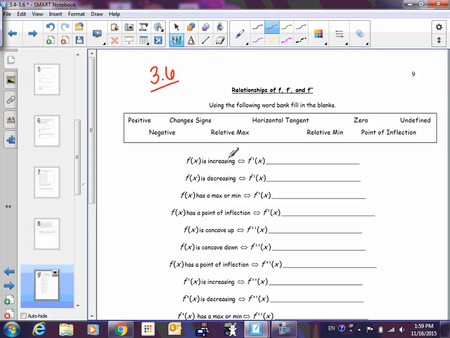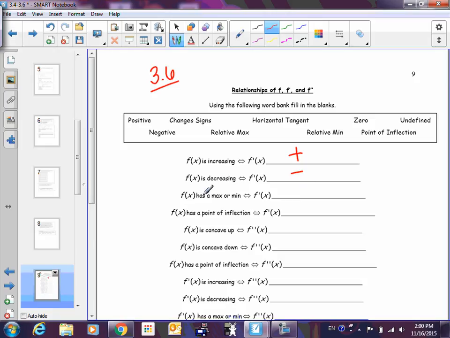So when f is increasing, what does that tell us about f prime? It's positive. And here's a word bank. We may not use all of these words, but we'll use a lot of them. Likewise, when f is decreasing, f prime is negative. You needed that to do the quiz you just took.